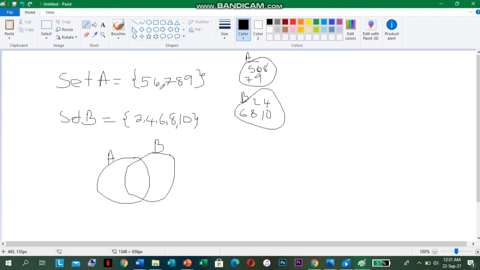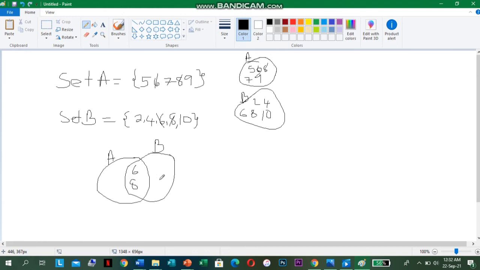So what is in this set that is also in this set? We see 6. Let me cross out 6. So 6 can come right here. What else is common? All right, 8. We see that 8 is in set A and 8 is also in set B. So these two numbers are the intersection of A and B.